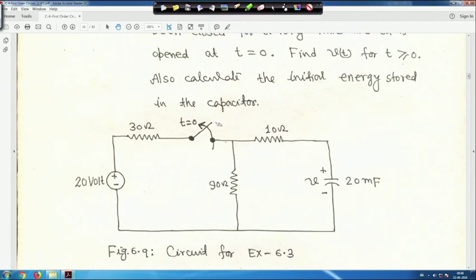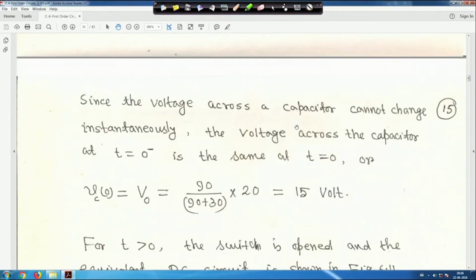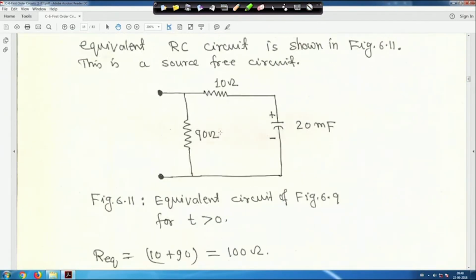When t is greater than 0, the switch at t equal to 0 is open, that means this part is gone, right. So only this part is there. So let me clear it. So in this case, this is the equivalent circuit, right.